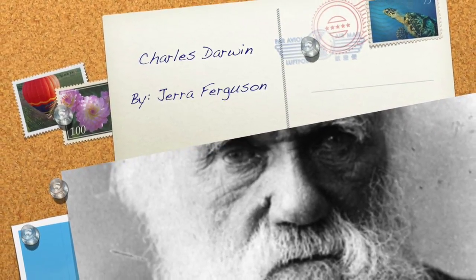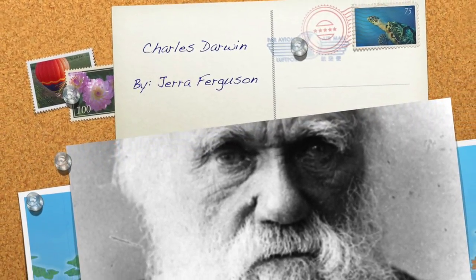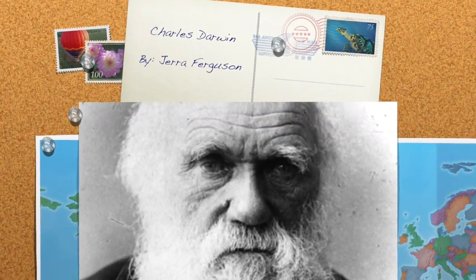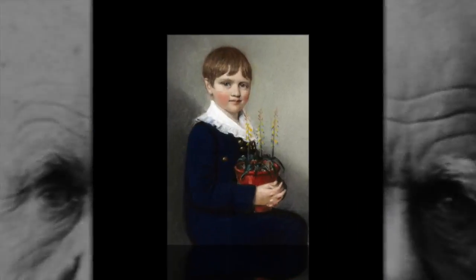Charles Darwin is best known for the origination of the theory of natural selection. His theory was published in his book, On the Origin of Species, in 1859. But how did Darwin come to this theory? Let's go back a few years.